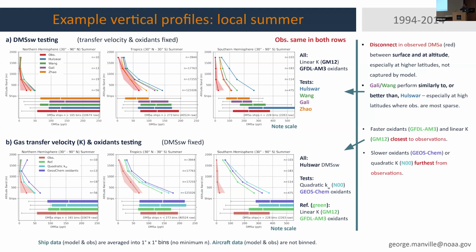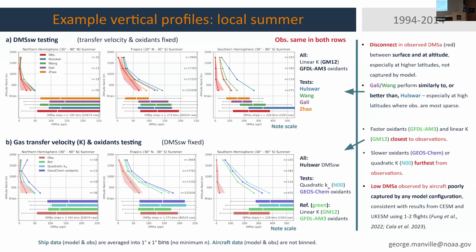You can essentially see by looking at all the figures that you can scale the DMS higher using slower oxidants or a quadratic transfer velocity, or lower using more conservative DMS estimates in seawater.